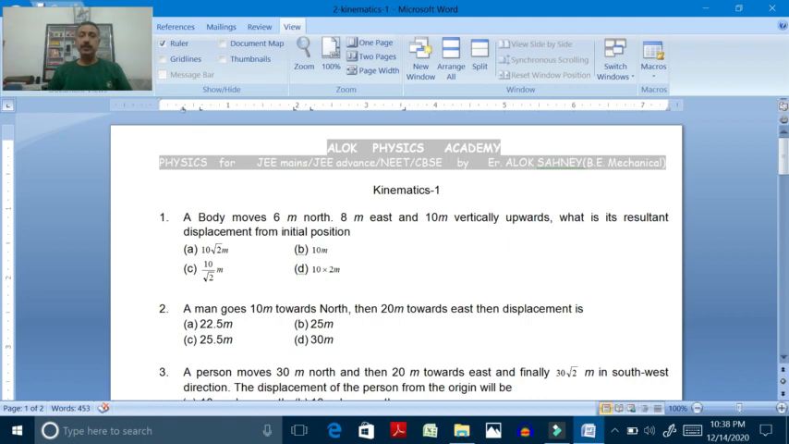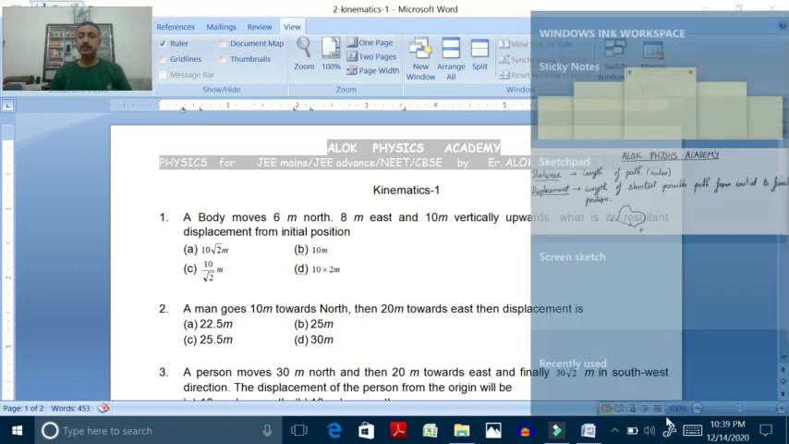A body moves 6 meters north, 8 meters east and 10 meters vertically upwards. What is its resultant displacement from initial to final position? Okay, let us read it once again in our minds and remember the data. Now we are going to solve it. The body is moving 6 meters north, 8 meters east and 10 meters vertically upwards, and we have to find the resultant displacement from the initial position. Okay, let us try this question.